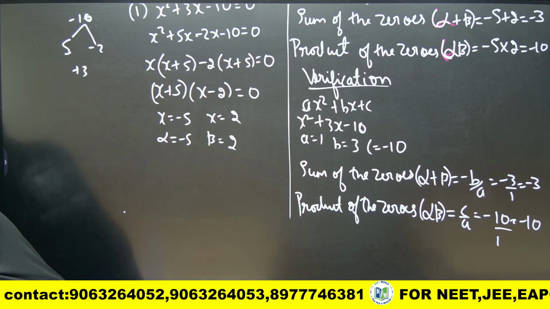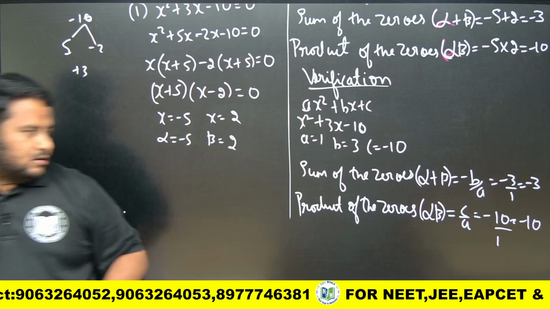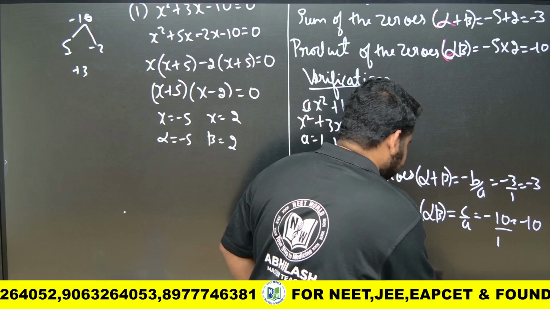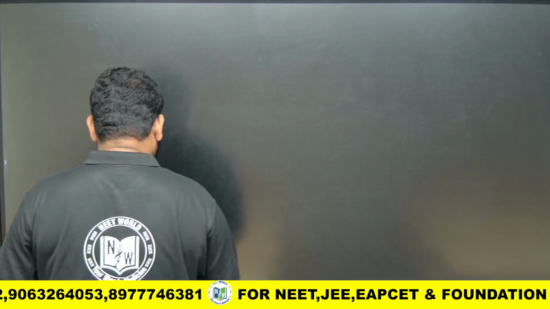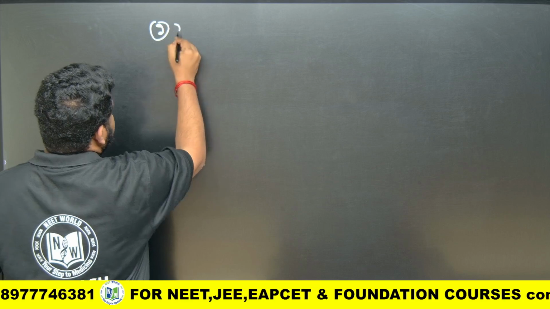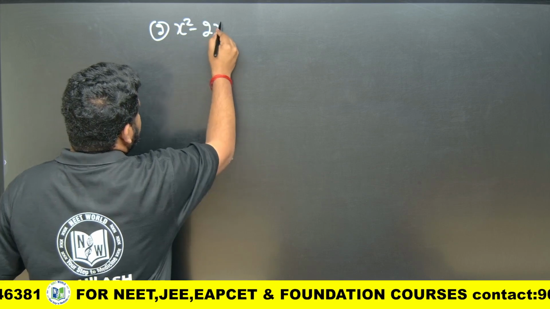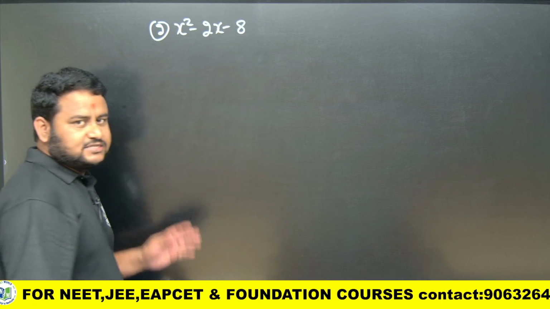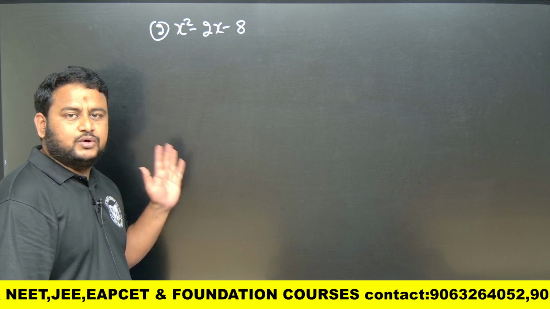So next question is x square minus 2x minus 8. Alright. Next question is what? x square minus 2x minus 8. This is an R.S. Agarwal question, x square minus 2x minus 8. So this is the question they have given, x square minus 2x minus 8.